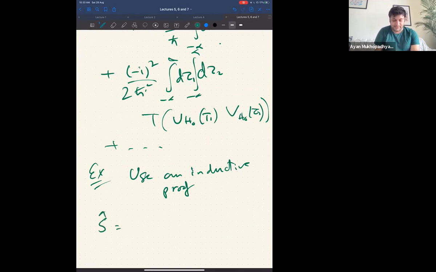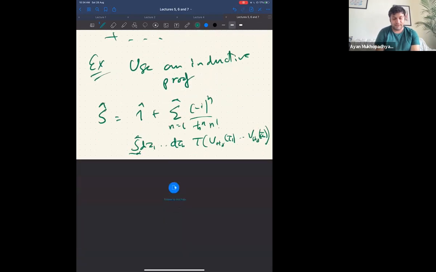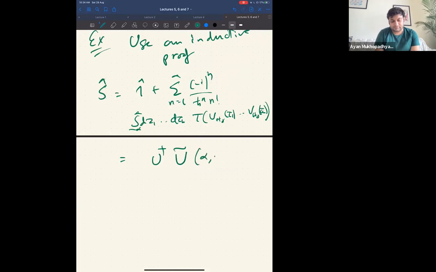S matrix as an operator is simply identity plus the sum over n equal to 1 to infinity of (minus i)^n by ħ^n, by factorial n, the integral d tau 1 through d tau n, and then the time-ordered product of V_I(tau 1) to V_I(tau n), right? And this is something that we already showed is nothing but U tilde U dagger, right? So this is the S matrix as an operator. So what you see is something remarkable, that you can rewrite everything in time rather than in this time independent way. And this gives you a much better understanding of what is going on, okay?